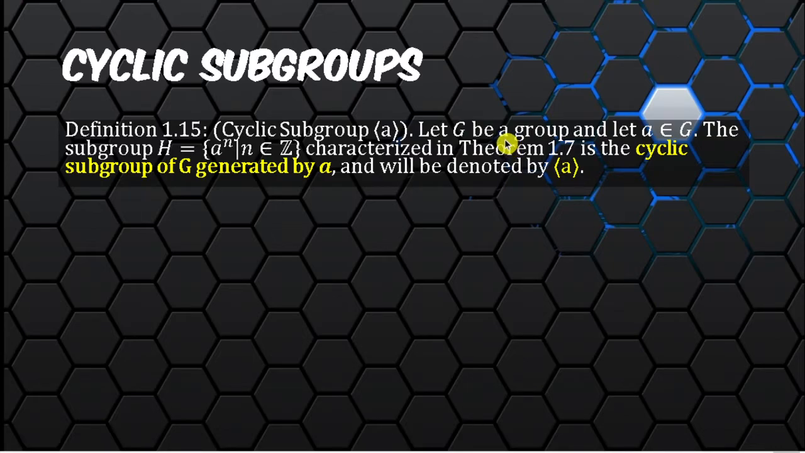Let G be a group and let A be an element of the group G. The subgroup H, characterized in the previous theorem, is the cyclic subgroup of G generated by A and will be denoted by the following. So we are just trying to emphasize here the notation. So ang tawag doon ay cyclic subgroup because it's generated using an element A. And A is called the generator.